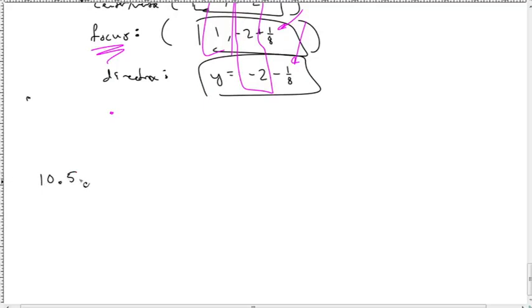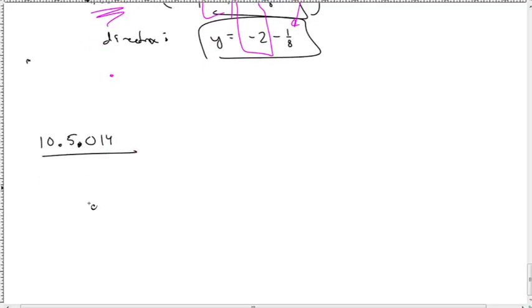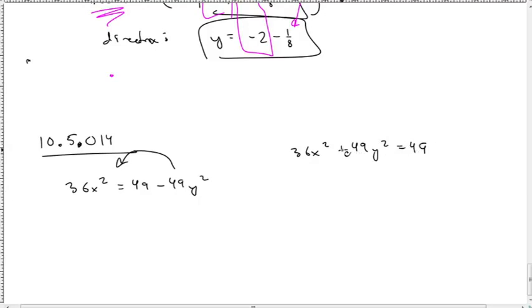So 10, 5, 0, 1, 4. Okay, so I've got 36x squared is equal to 49 minus 49y squared. Now, I want to know, what is the shape here? And you might first think hyperbola because there's a minus here, but hold on. If I move this to the other side, so they're on the same side, they're actually both positive. Therefore, this is an ellipse.